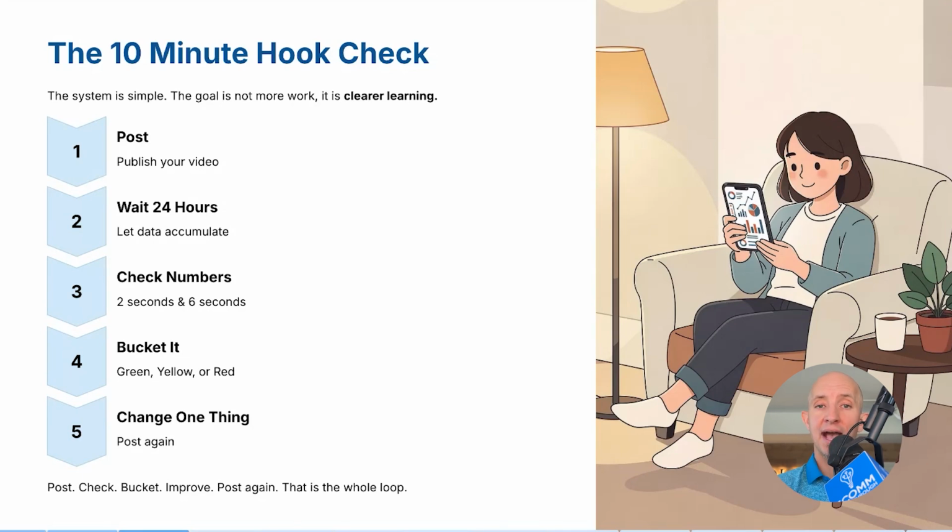Then you're going to come back and check your engagement rates. You're going to check the engagement rate at 2 seconds into the video. Then next, you're going to check the engagement rate at 6 seconds into the video. And then guess what? From there, you're going to recreate that exact same video.